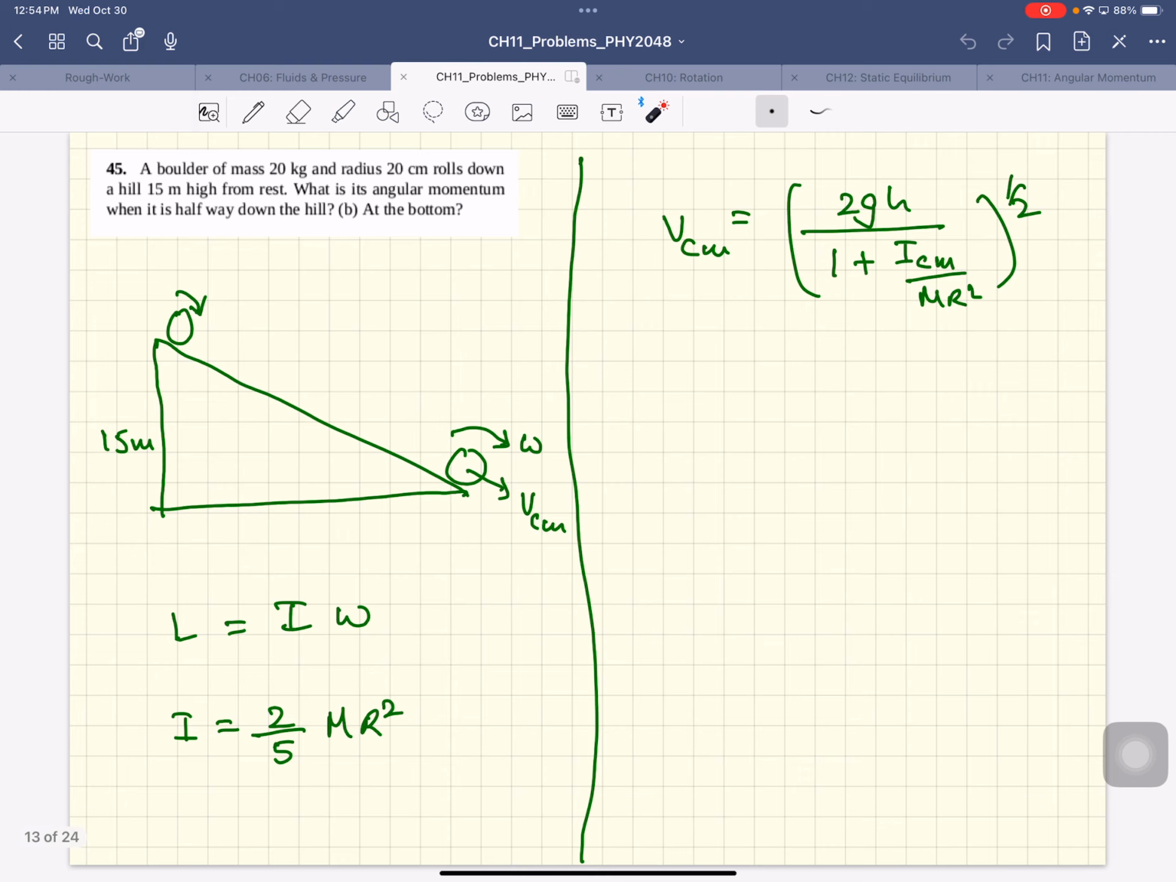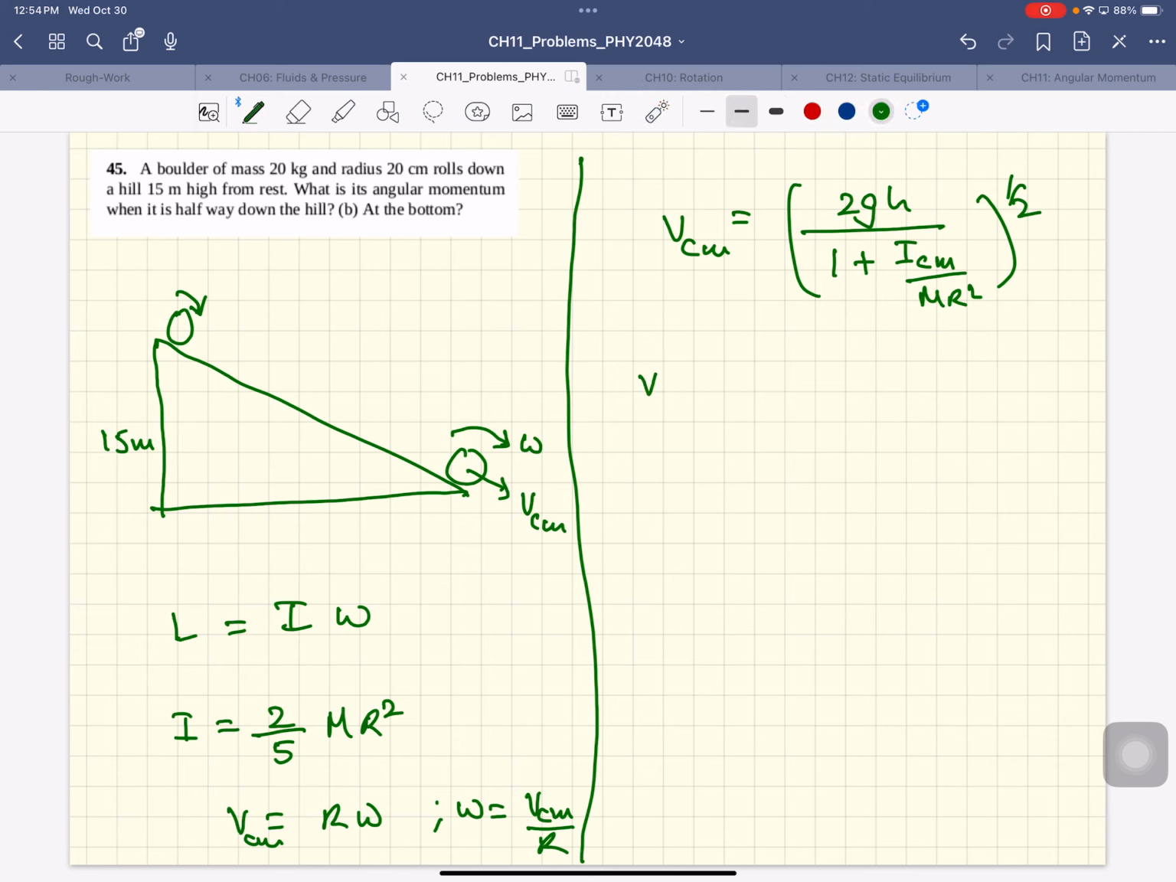All right, so we can calculate this, and v is r times omega. V center of mass is r times omega, and so omega is v center of mass divided by the radius of the boulder. So we're going to calculate the center of mass velocity there, then get the angular velocity, and then get the angular momentum. So let's do that.